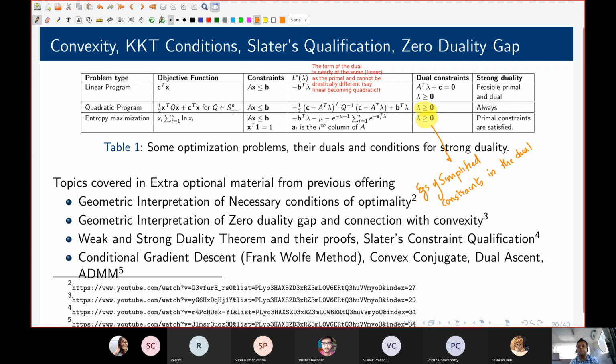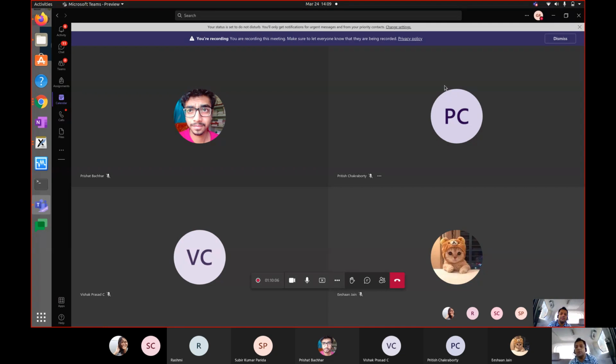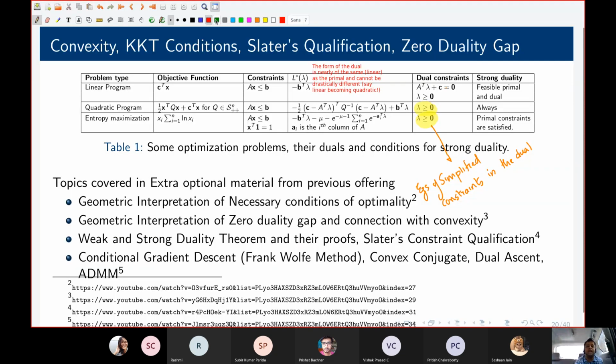I also talked about when strong duality holds. Strong duality basically means zero duality gap. It means you can solve the dual problem, and the dual problem is going to give you the same solution as the primal. We talked about conditions under which it holds. For example, in linear programs, if you have feasible primal and dual, then zero duality gap holds. With quadratic, it always holds. Entropy is a different thing.